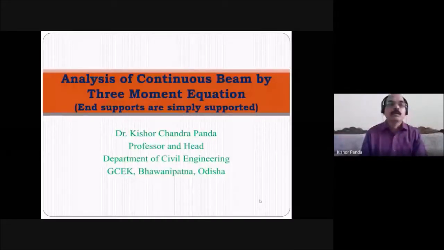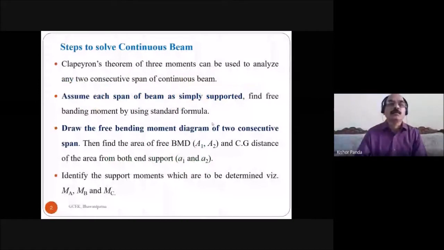Today we will discuss analysis of continuous beam by three-moment equation when end supports are simply supported. So these are the different steps for how to solve the continuous beam using the Clapeyron theorem or three-moment equation. By using this theorem, you can analyze any two consecutive spans of a continuous beam, because you have to apply this theorem to any two consecutive spans of the continuous beam.